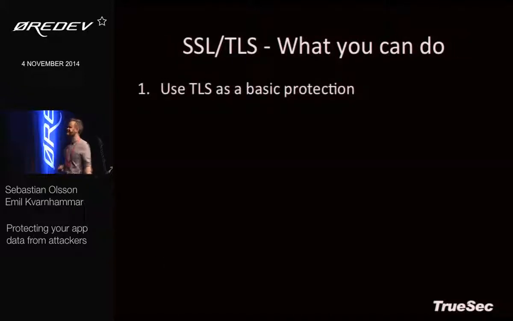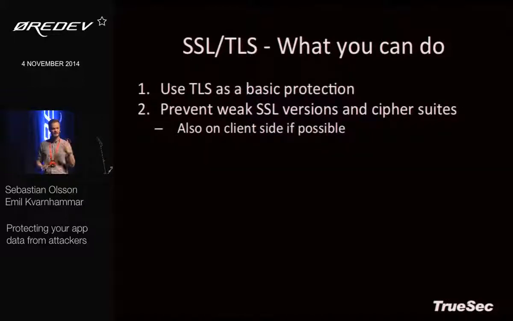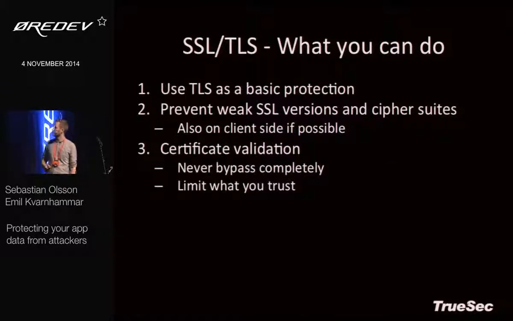So, what can you do then? You should use TLS as basic protection. TLS isn't dead. It just smells funny. And you should try to increase the security by preventing weak SSL versions and cipher suites. And also do this on the client side, if it's possible. It's not always possible. For example, with the go-to-fail vulnerability, you could have just bypassed the platform vulnerability by removing a couple of cipher suites. But you could also not do that with the basic URL connection that most people are using. So if it's possible, you could limit there as well.